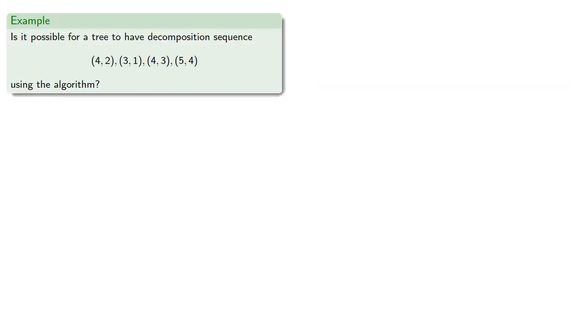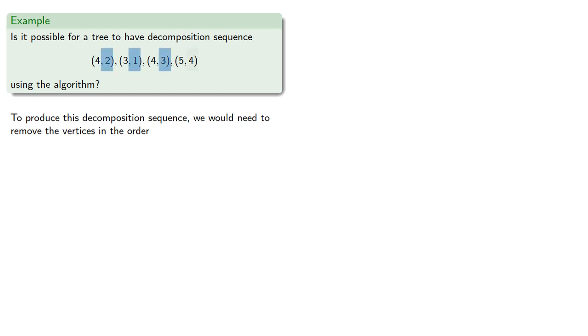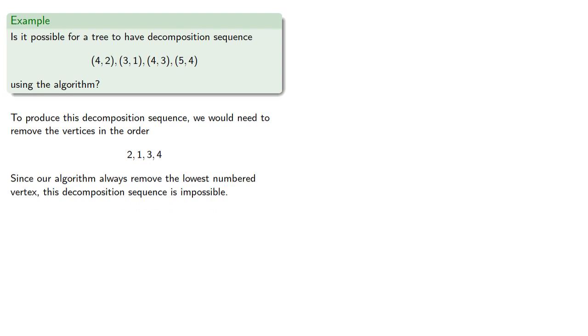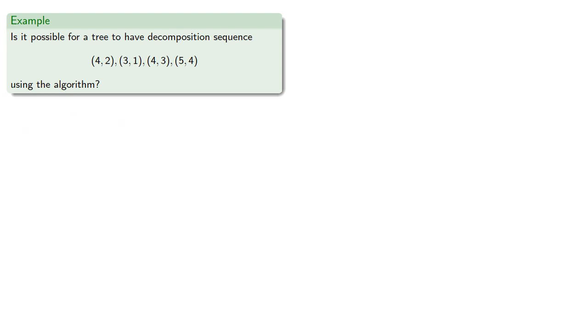So is it possible for a tree to have this decomposition sequence using our algorithm? To produce this decomposition sequence, we would need to remove the vertices in the order 2, 1, 3, 4. Since our algorithm always removes the lowest numbered vertex, this decomposition sequence is impossible. Or is it? We don't remove the lowest numbered vertex. We always remove the lowest numbered leaf.